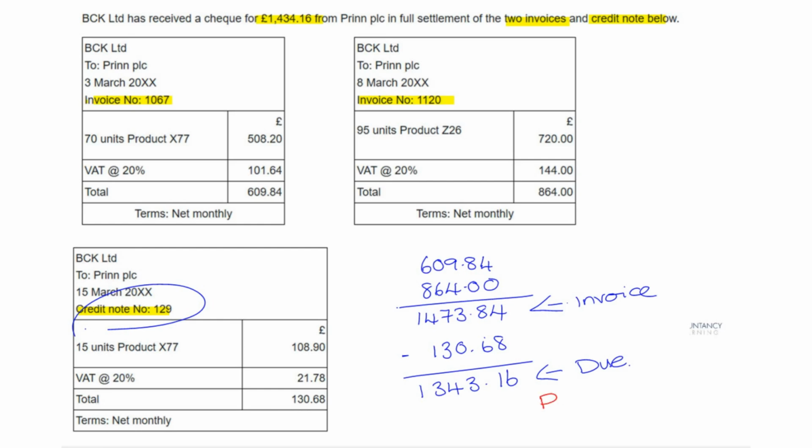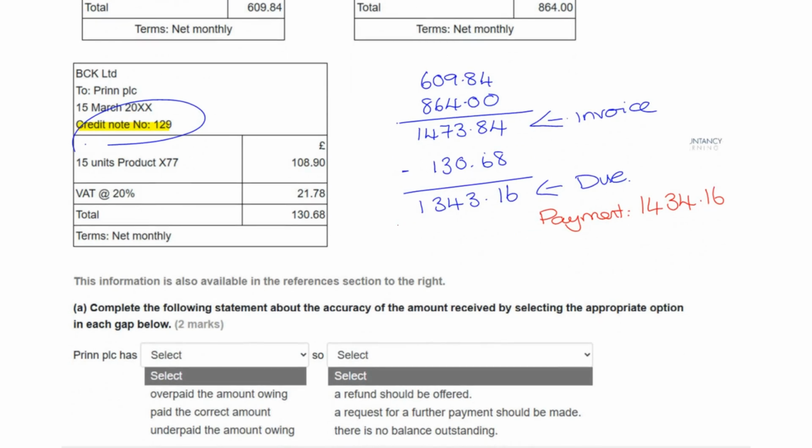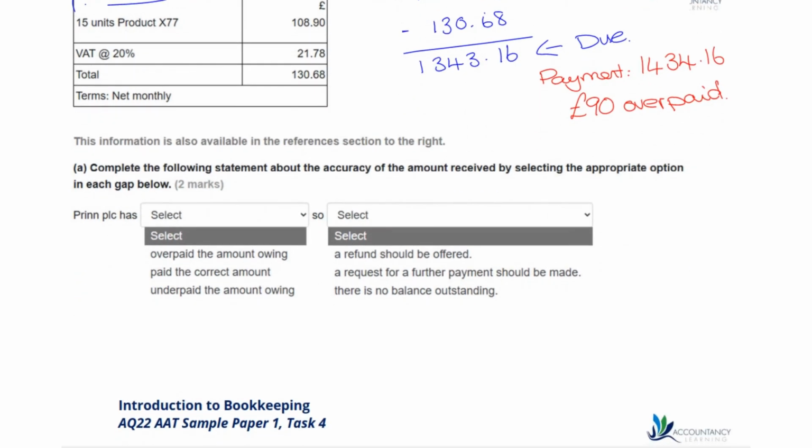Now our payment amount is up here, £1,434.16. So our difference is £90 and they've overpaid. So now looking at our statement, we can say that Prin plc has overpaid the amount owing. So, and out of these we should offer a refund.